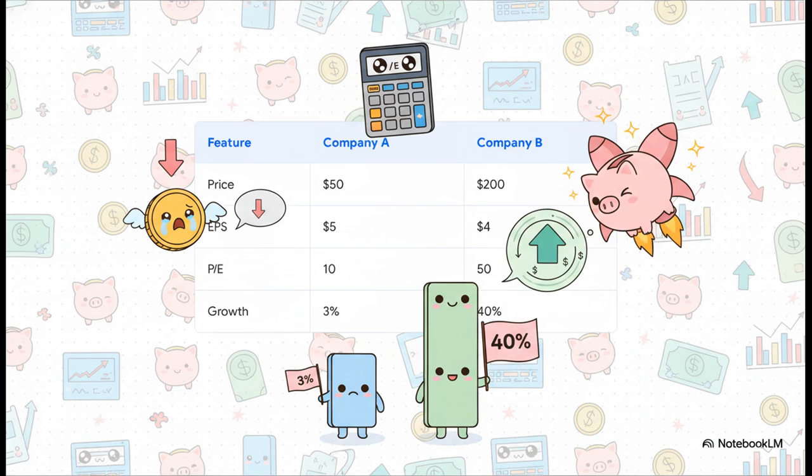But wait, let's add growth to the mix. Say Company A is only growing at a sluggish 3% a year. Company B, on the other hand, is expected to grow its earnings by an explosive 40% annually. Suddenly, Company B might actually be the smarter investment. People are willing to pay that high multiple today because they are buying massive future profits.